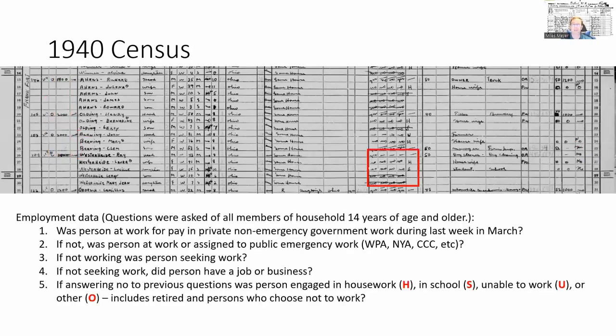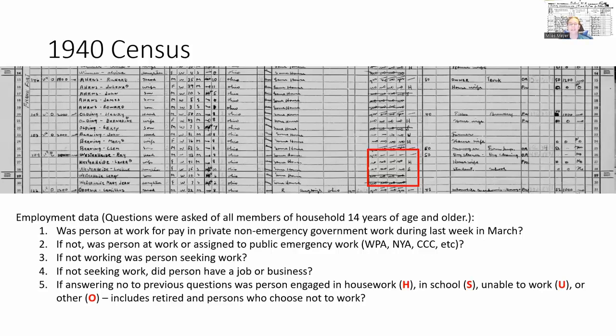And the employment data tells us if a person worked for pay in private non-emergency government work during the last week in March, or if not, was the person at work or assigned to public emergency work like WPA, NYA, or CCC. If the person was seeking work, or if they were not seeking work, did they have a job or business, and whether they were engaged in housework, in school, unable to work, or other. So the other includes retired persons or persons who choose not to work.